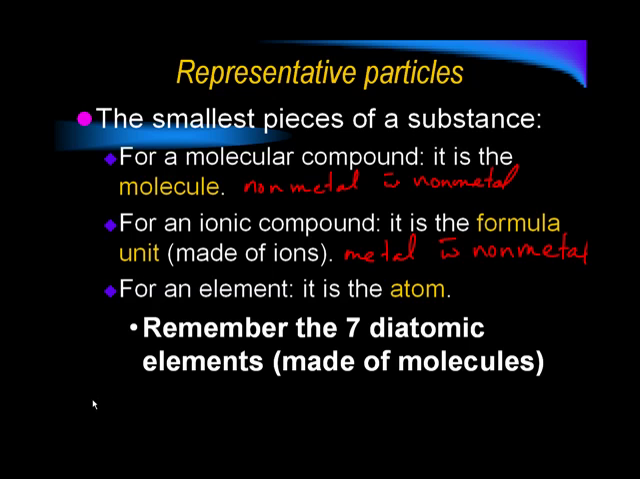Okay, so those are our elements off the periodic table: hydrogen, nitrogen, oxygen, just a single element atom. The one thing you do want to remember though are your 7 diatomic elements. Those are made up of molecules: H2, N2, O2, F2, Cl2, Br2, and I2. Those always come in pairs.